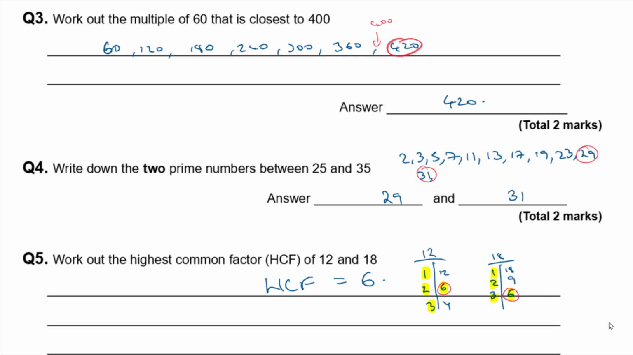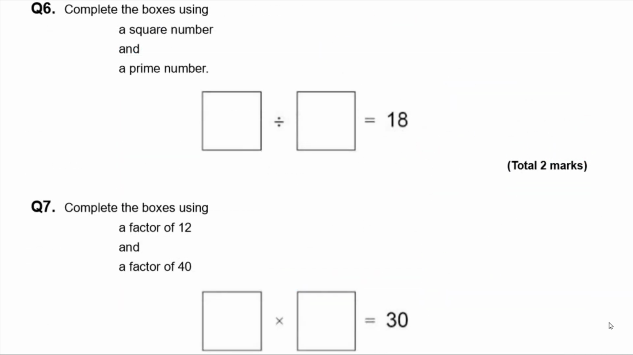Okay, so again, when your numbers are small, an exhaustive search where you find all the factors of both and compare them is probably the quickest way of doing it. Question 6, complete the boxes using a square number and a prime number. Okay, so something divided by something is 18. So it has to be an even number to start with. Well, I guess I could use 2 as my prime number, couldn't I? What would I have to halve to get 18? It would be 36, and 36 is a square number, isn't it? Because it's 6 squared. So 36 divided by 2.